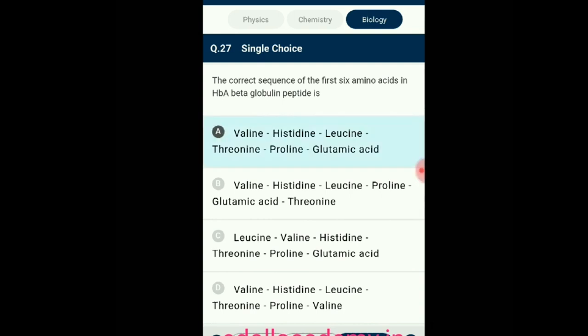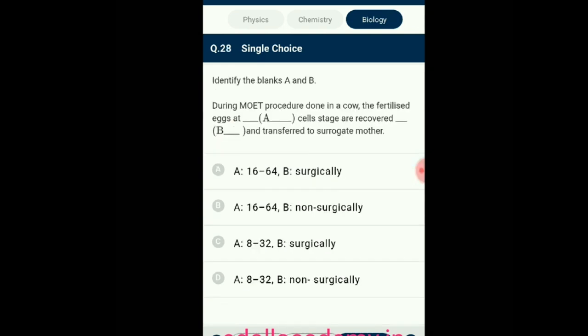The correct sequence of the first 6 amino acids in HbA beta globin peptide is valine, histidine, leucine, threonine, proline, glutamic acid. Question number 28. Identify the blanks A and B. During the MOET procedure done in a cow, the fertilized eggs at dash cell stage are recovered dash and transferred to a surrogate mother.